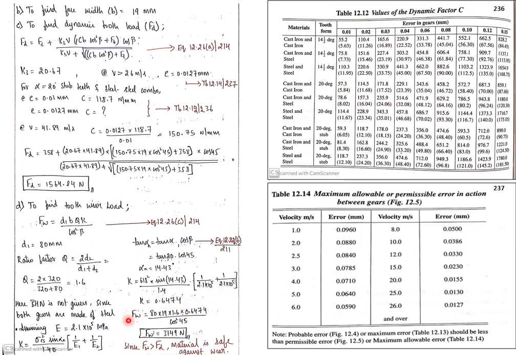Once you get all these parameters, just substitute back here to find the wear load. So the wear load is equal to 3149 newtons. After calculating this, your wear load must be greater than the tooth load. I repeat, your wear load must be greater than the tooth load. Then only your material is safe against wear.